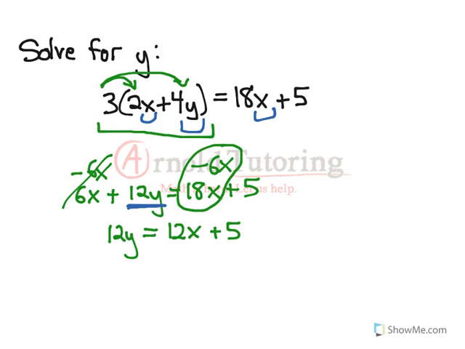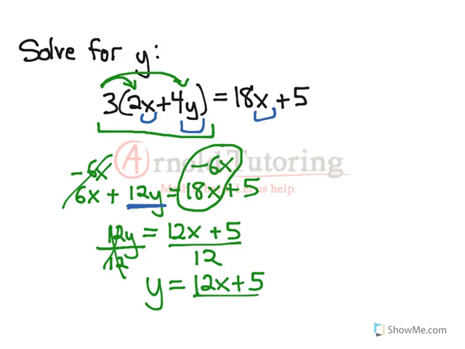Almost done. We always want to do the opposite operation. So on the left side now, I still want the y on its own, and right now it's multiplied by 12. Since it's multiplied by 12, I'm going to divide by 12, which is the opposite. I'm going to do the same on both sides to keep it balanced. Cancels here, and I'm left with y equals 12x plus 5 all over 12.